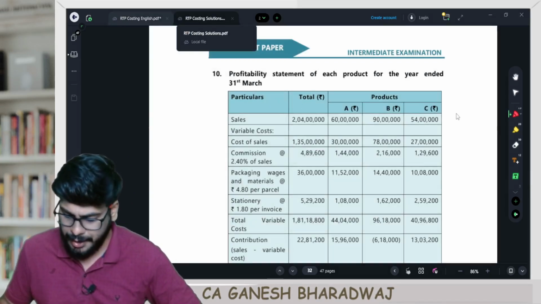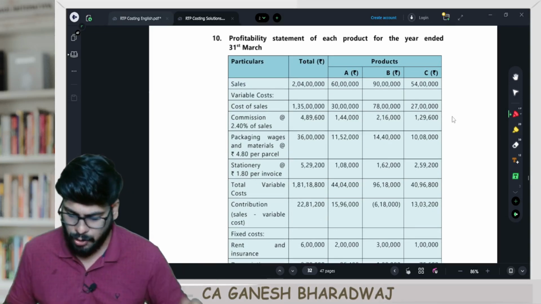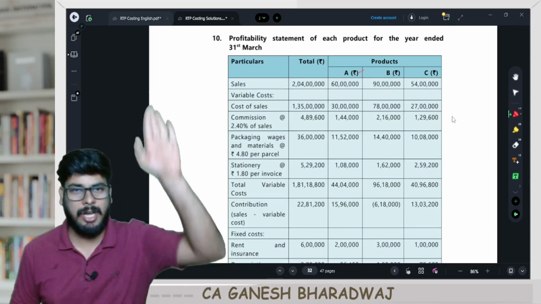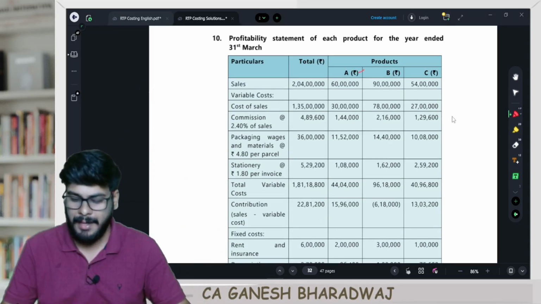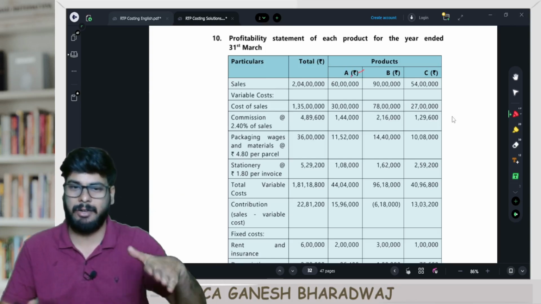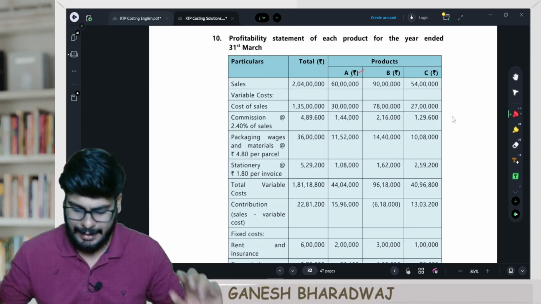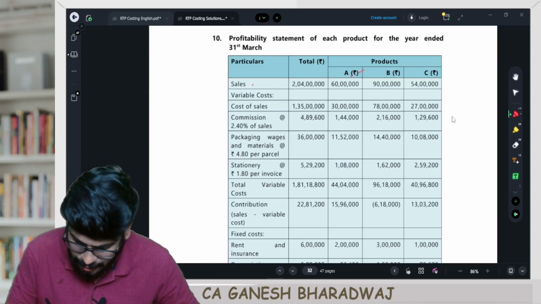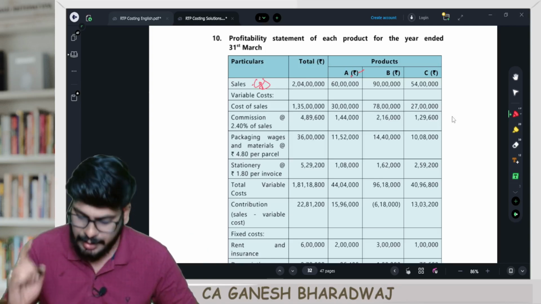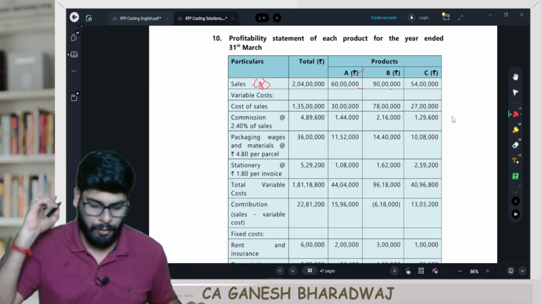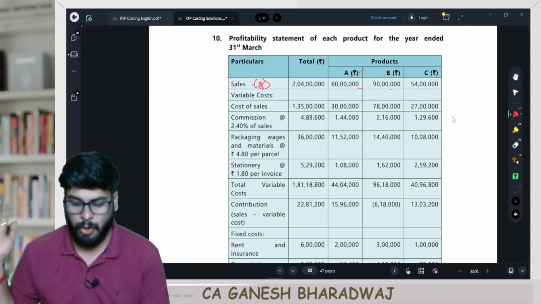So profitability statement for each of the products. So product wise, all you need to have is particulars, have a total column and ABC, or you can also have particulars, ABC, and finally total. That's absolutely your choice. Sales, this figure is given, right? This figure is given 60, 90 and 54, right? You can just total it up. It's going to be 204 lakhs.